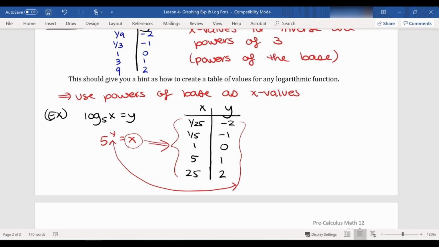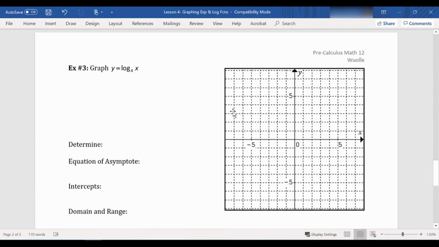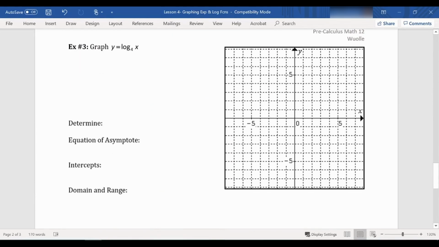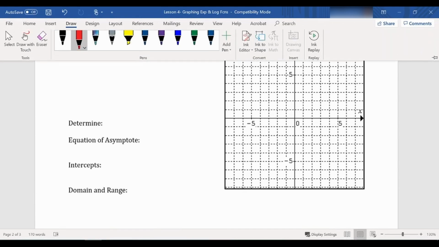Okay, so we're going to try another question. If I wanted to graph y equals log base 4 of x, I'm going to make myself a table here.